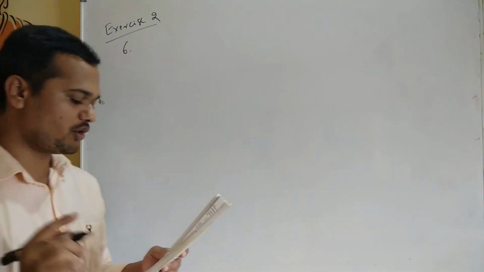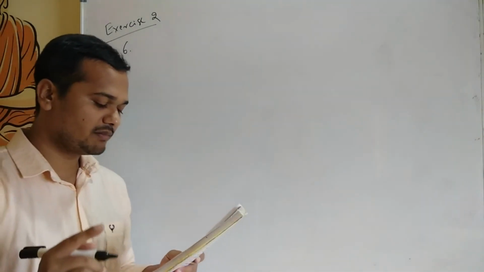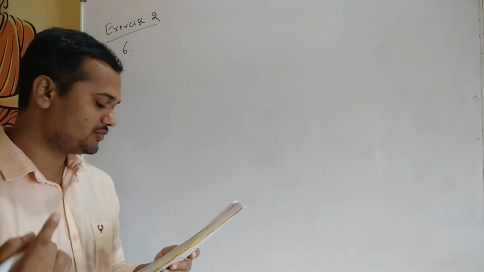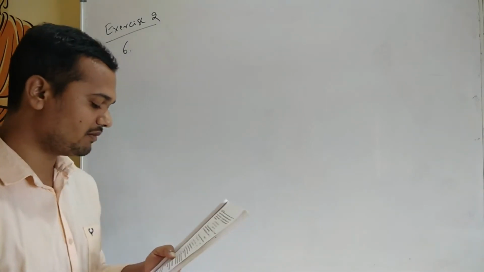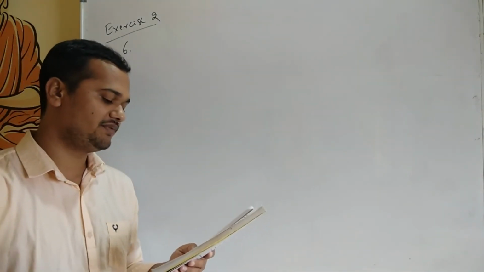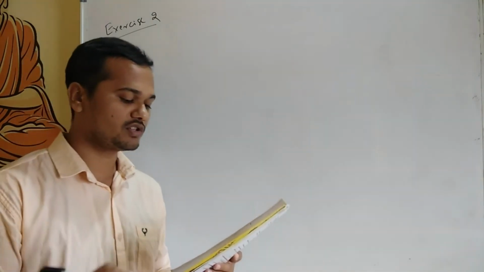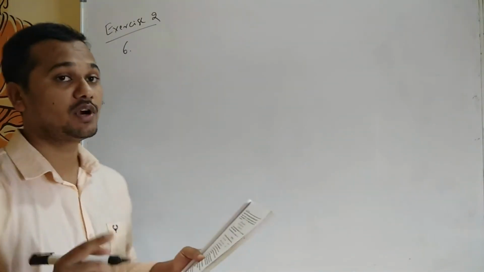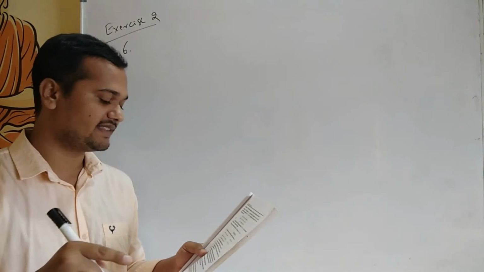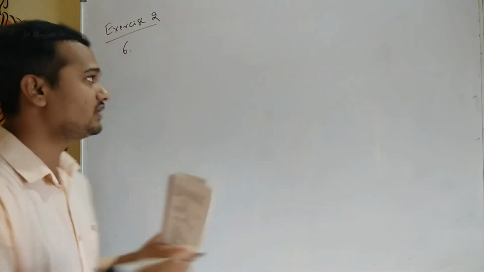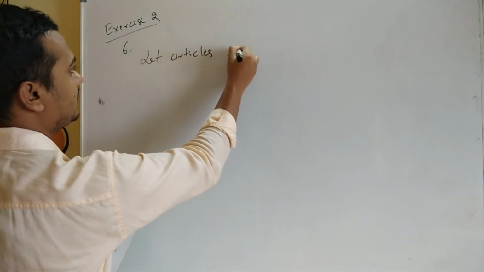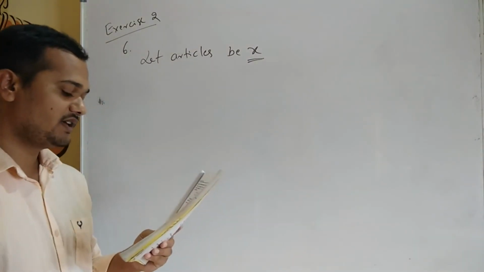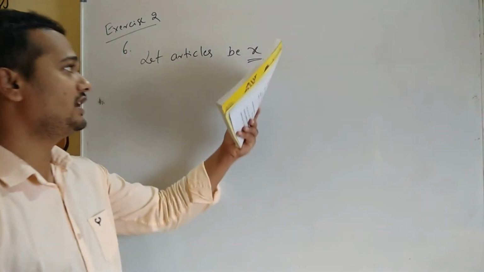A cottage industry produces a certain number of poultry articles in a day. It was observed on a particular day that the cost of production of each article was 3 more than twice the number of articles produced on that day. If the total cost of production on that day was 90, find the number of articles produced and the cost of each article. Again, the first point, what we need to take as x: just read the lines and the last sentence, find the number of articles. So let articles produced on a particular day be x, right?